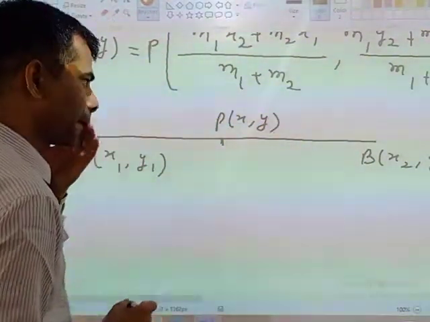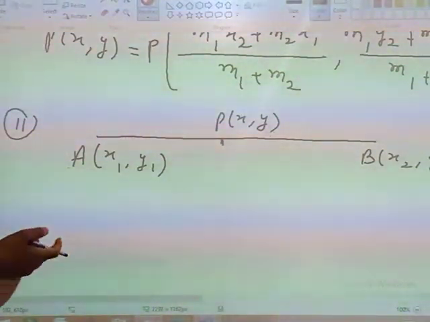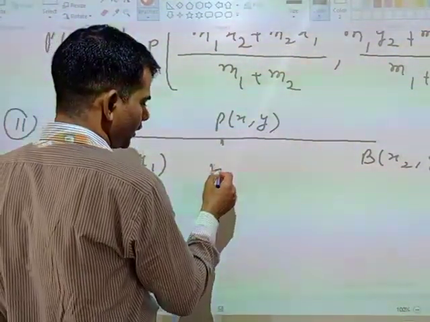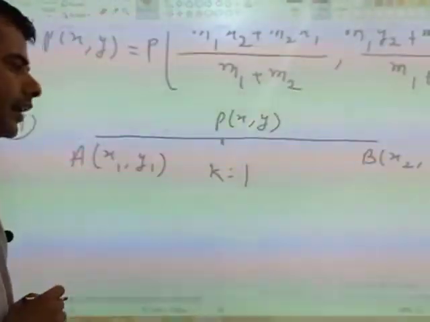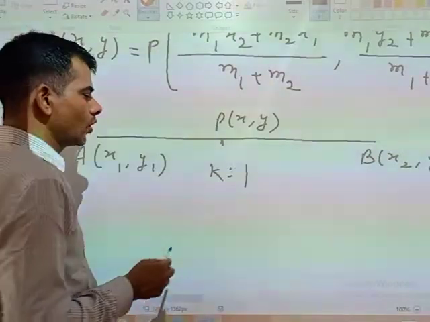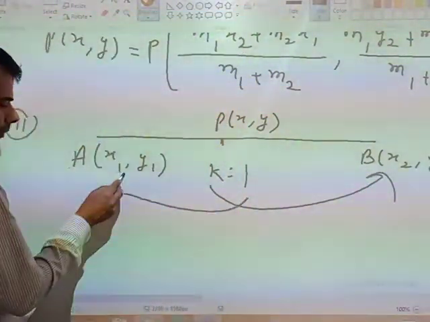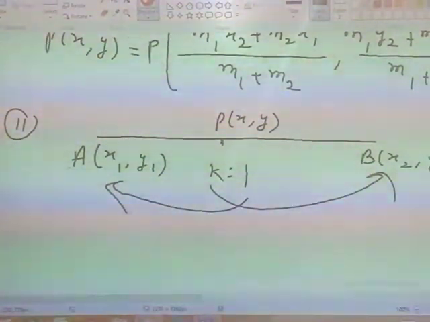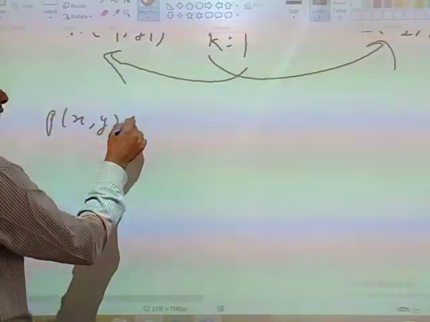Point P, x y, divides the line segment AB internally in the ratio of k ratio 1, in place of m1 ratio m2. So k will multiply to this side and 1 will multiply to this side. Now the coordinate of point P x y.